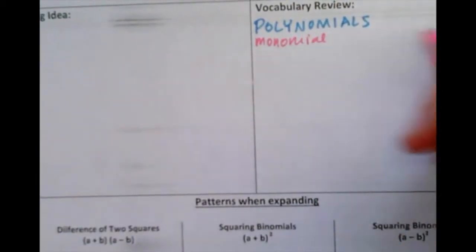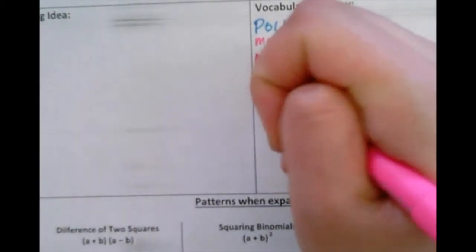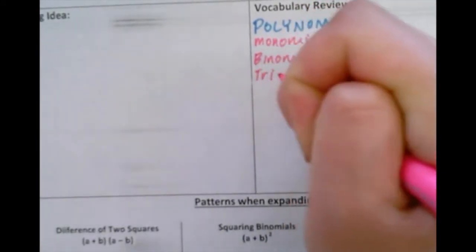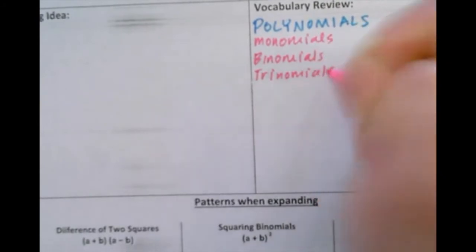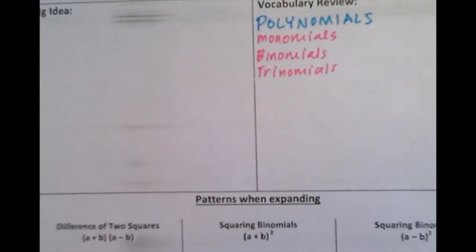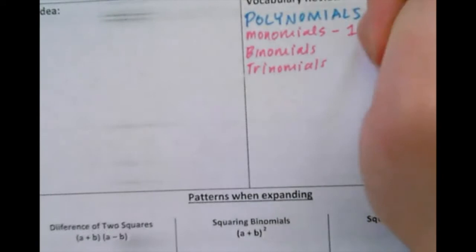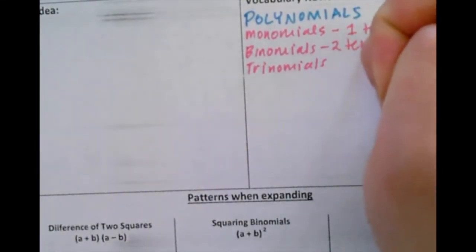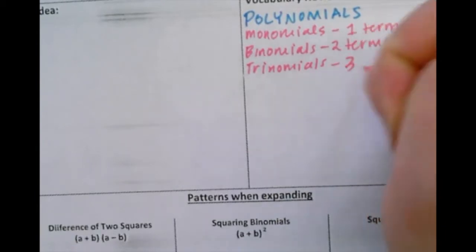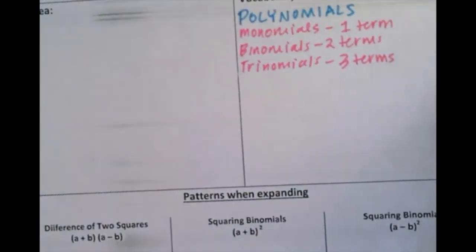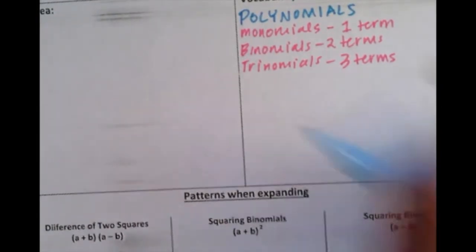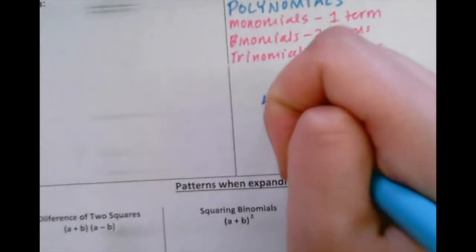So underneath polynomials, there's monomials, binomials, and trinomials. And that is about the number of terms that it has. So a monomial has one term, a binomial has two terms, and then a trinomial has three terms. And that's variables or numbers separated by addition and subtraction signs. Okay, so then I'm going to quickly write just a sample polynomial.